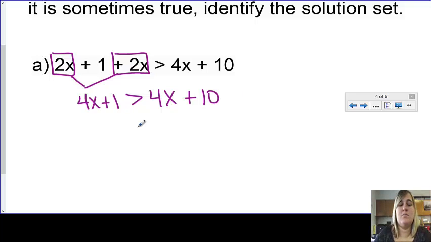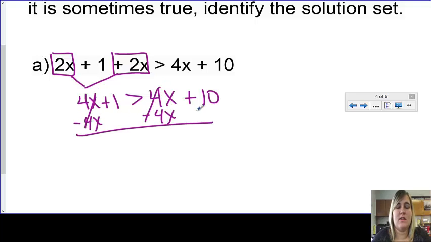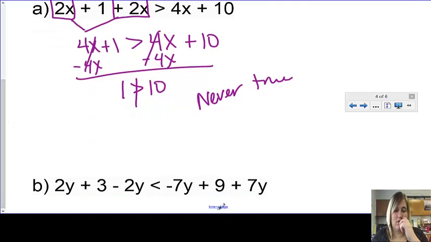Okay, so at this point, I can work to get my variable on the same side. So if I subtract 4x from both sides, what that gives me is that they both cancel out. So I get 1 is greater than 10. Is 1 ever going to be greater than 10? The answer to that is absolutely not. Okay. So this one is going to be never true. Okay, not true.